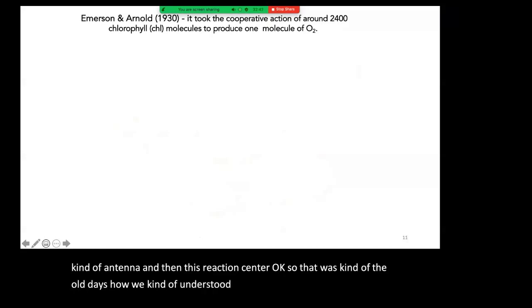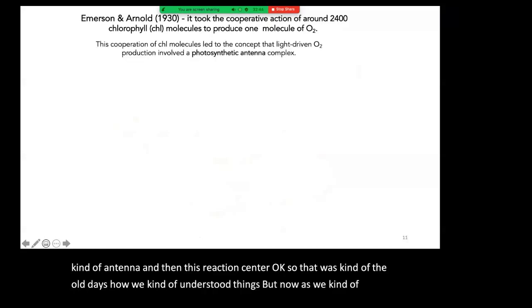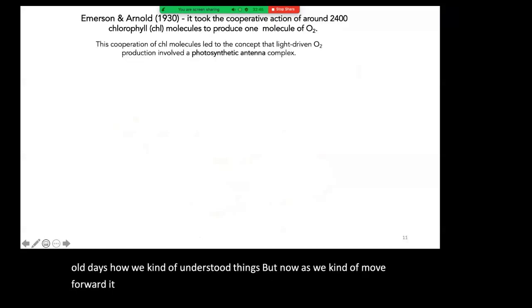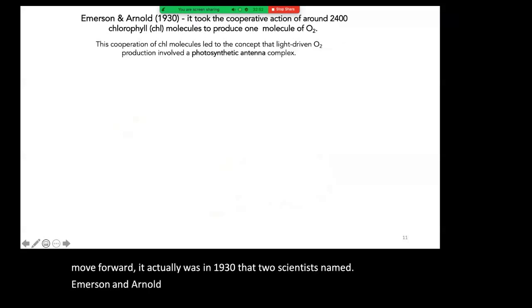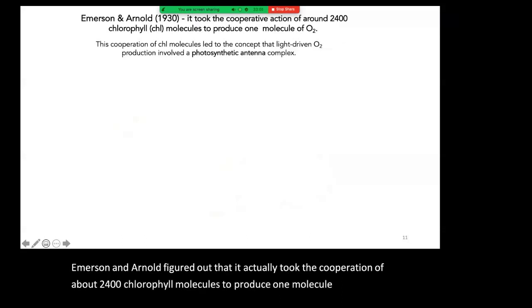But now as we move forward, it was actually in 1930 that two scientists named Emerson and Arnold figured out that it actually took the cooperation of about 2,400 chlorophyll molecules to produce one molecule of oxygen. Whoa, that was pretty amazing.